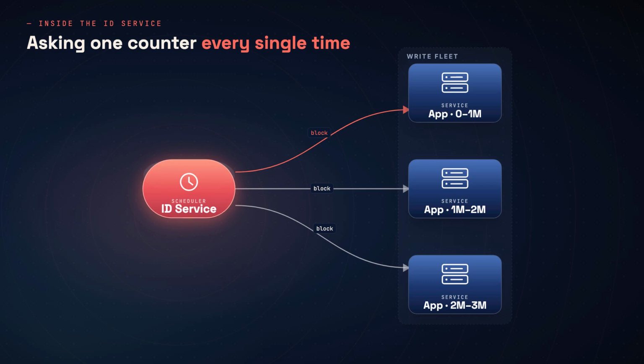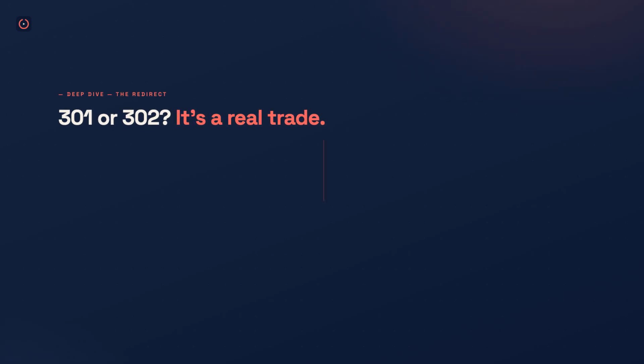The counter handing out blocks is used once per block, not once per link. So even if it pauses for a second, links keep getting created. One source of truth, hardly used. One last decision, and the diagram does not even show it. It's just one small setting, but it changes how the whole system behaves.